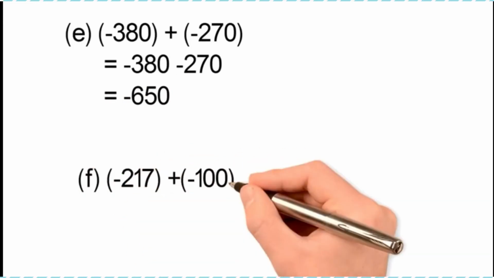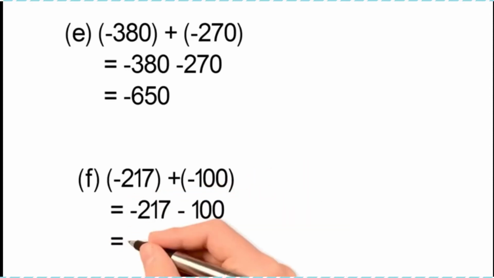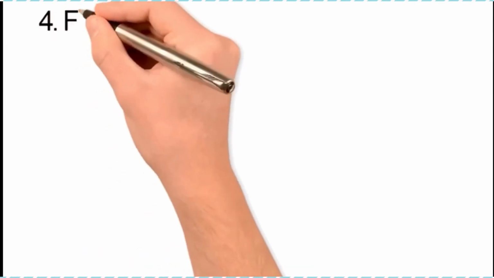Again in this sum, if I open the bracket, it will be minus 217, plus minus will be minus. And minus minus will be addition, but the answer again will be negative, that is minus 317.